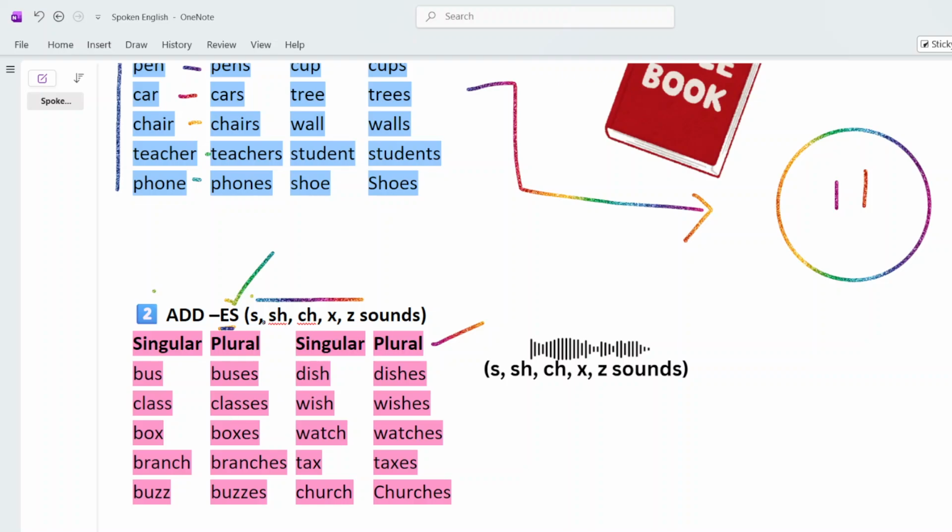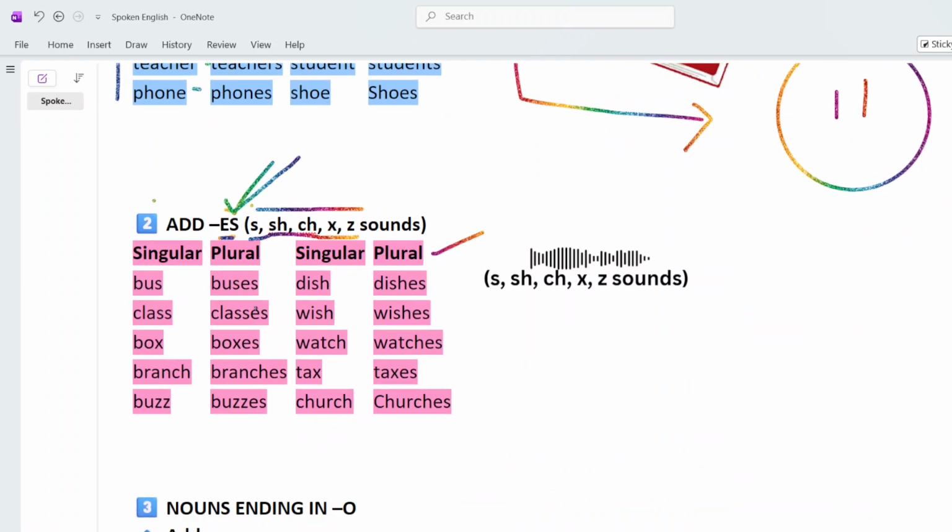You have to memorize these letters, these alphabets. Whenever you look at a noun that ends with these alphabets, then you just have to add your es. Okay, I'm just going to read all these words out to you.